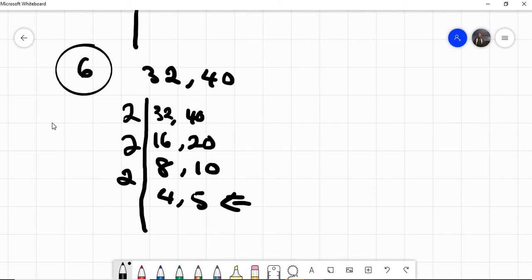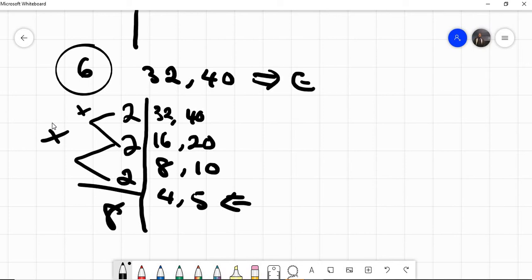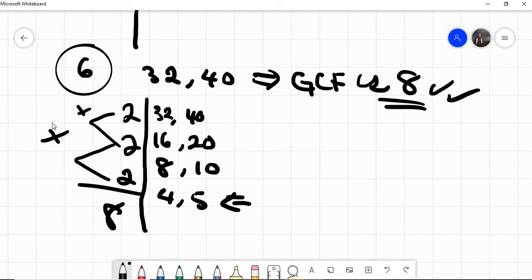We could continue when we want to find the LCM. For LCM, we could continue with 4 and 5, but now we are just looking for GCF. 2 times 2, or we multiply all of them. 2 times 2, 4. 4 times 2 is 8. So GCF is 8. Because 32 divided by 8 is going to be 8 times 4, and then this one is going to be 8 times 5 is 40. That's why 8 is correct.